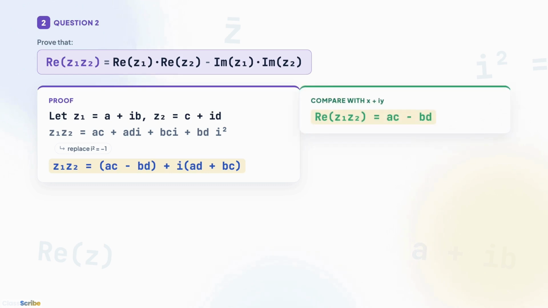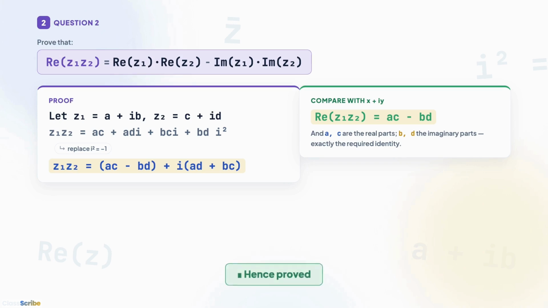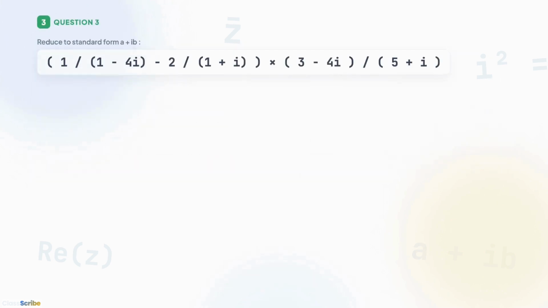Now compare this with the standard form of a complex number. The real part is ac minus bd. Since a and c are the real parts of the two numbers and b and d are the imaginary parts, we get exactly the required identity. Hence proved. Now let's solve question 3.